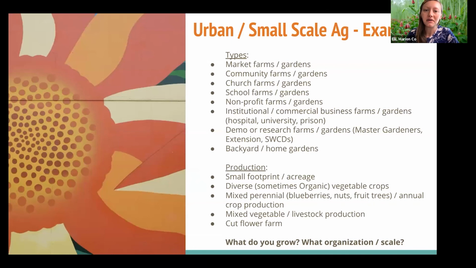So I want to, before we really get into the nuts and bolts of practices, just give a broad umbrella view of what our urban and small farm community looks like, because as I could see from the chat, a lot of you are farming at small scales. You may have a large farm as well. You may be farming primarily on a large farm, but there's a lot of you that are doing diverse vegetable production, cut flowers, perennials. So it's great to be reaching you in the growing that you're doing.